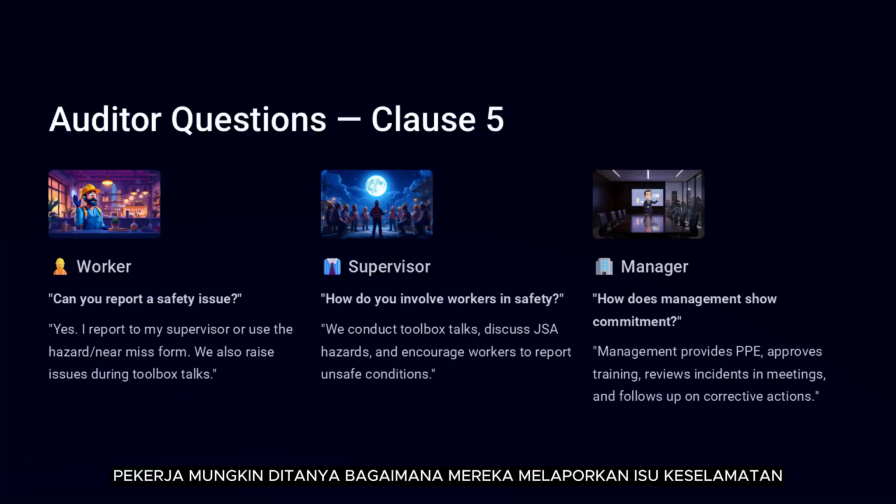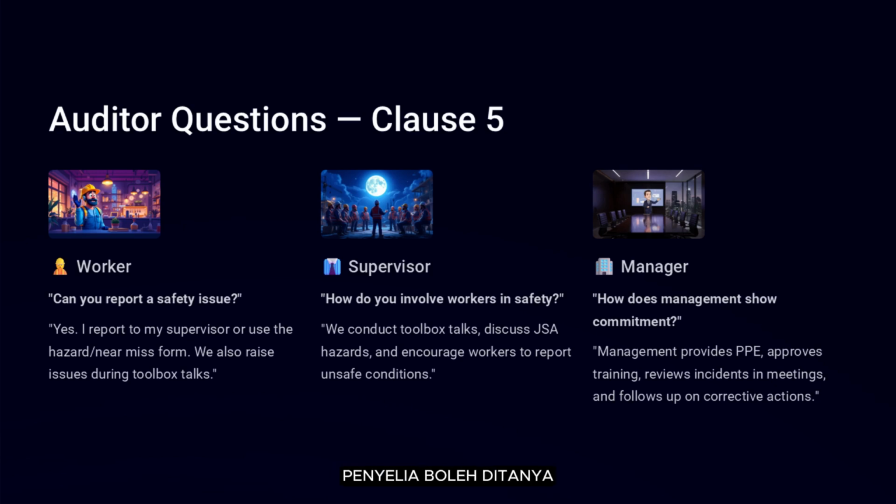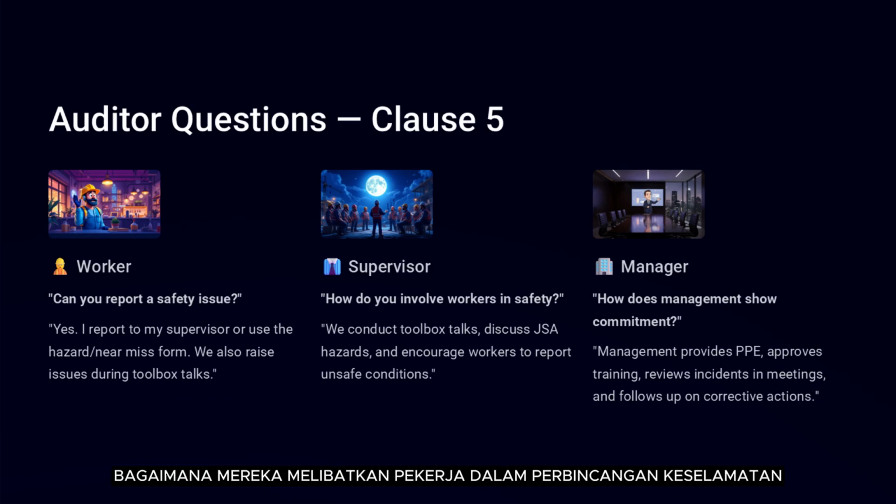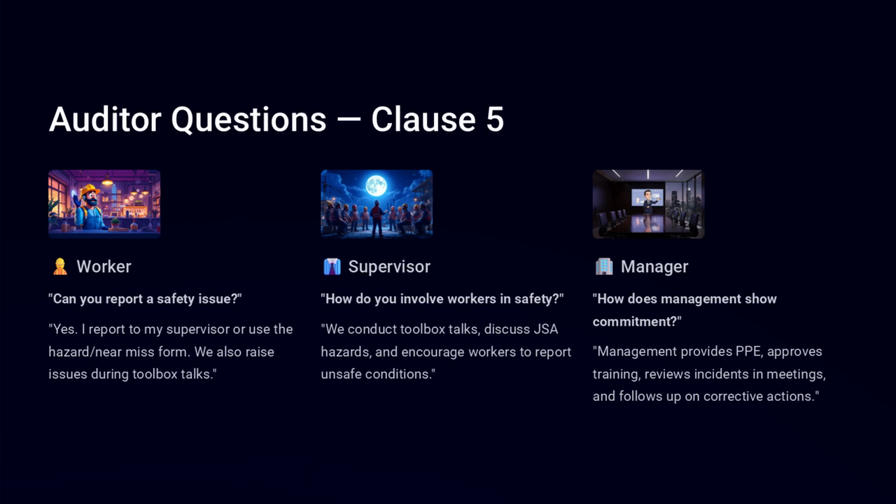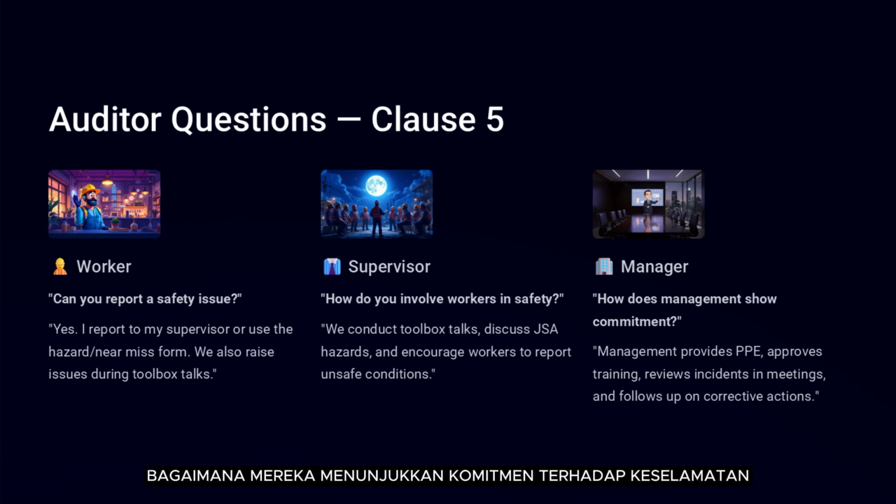During audits, workers may be asked how they report safety issues. A good response would be explaining that hazards can be reported to supervisors or through hazard or near-miss reporting systems. Supervisors may be asked how they involve workers in safety discussions, such as through toolbox talks or job safety analysis meetings. Managers may be asked how they demonstrate commitment to safety and environmental management, such as by approving training, reviewing incidents, and supporting corrective actions.